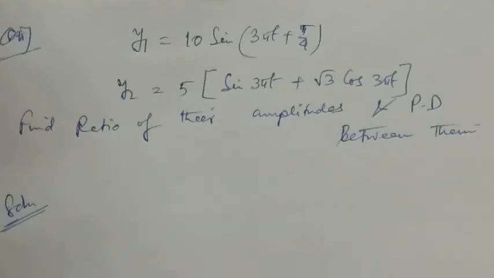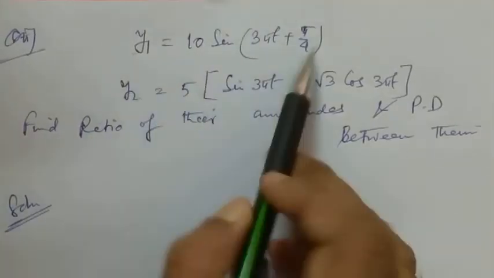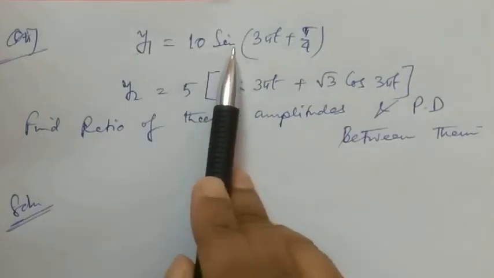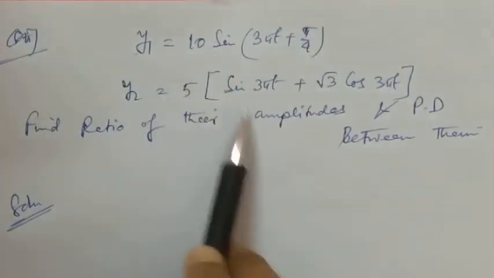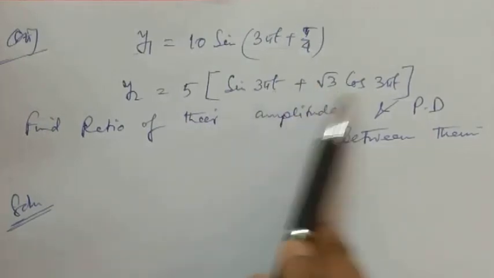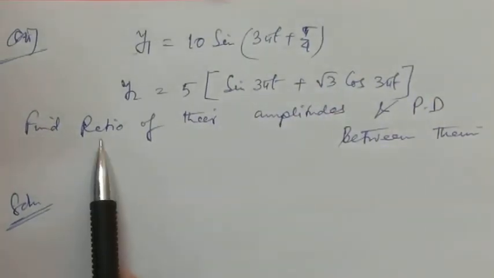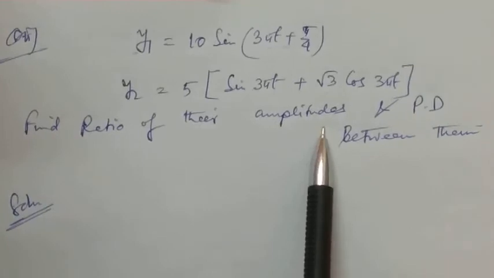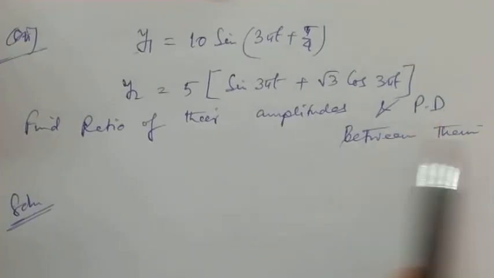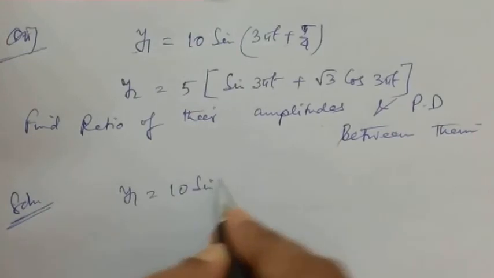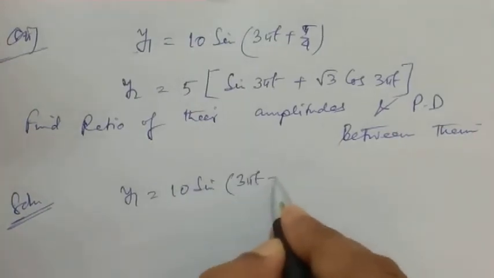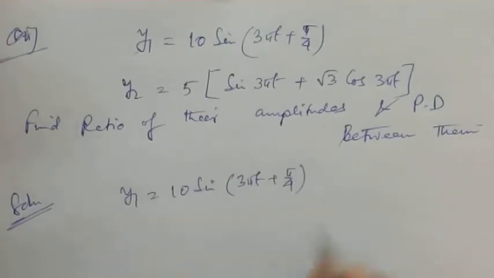Second problem, there are two equations given. y1 is equal to 10 sine of 3 pi t plus pi by 4 and y2 is equal to 5 into sine 3 pi t plus root 3 cos 3 pi t. They have asked to find the ratio of their amplitudes and phase difference between them. Now the first equation, y is equal to 10 sine of 3 pi t plus pi by 4. It's a very simple equation, not a complicated one.